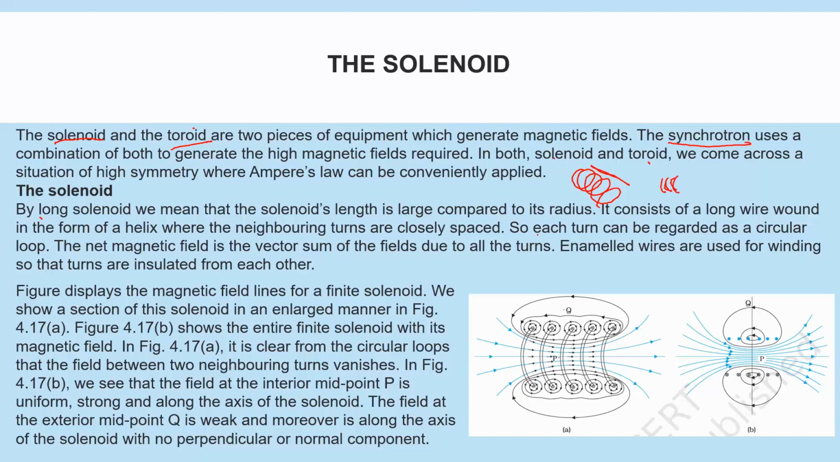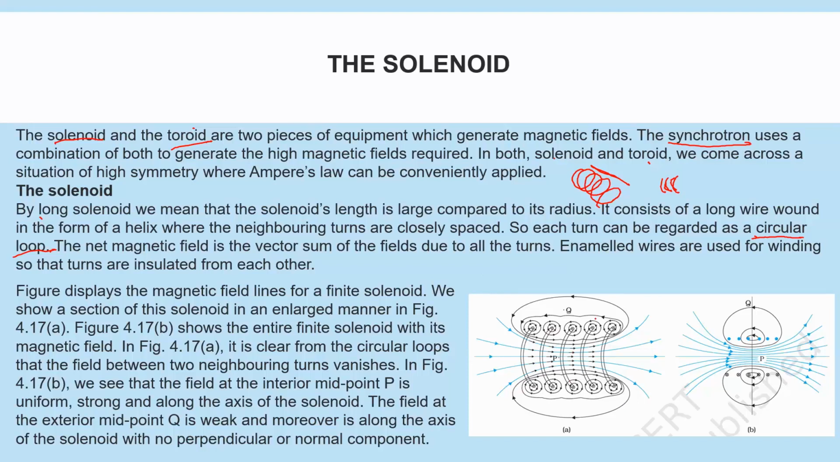Then each turn can be regarded as a circular loop. When we are considering these as circular loops, that is where we can use Ampere's law to get the magnetic field. As I had already discussed, the figure over here displays the magnetic lines for a finite solenoid. There is a section of this solenoid in an enlarged manner. This is the A part of the figure, whereas the B figure shows the entire finite solenoid with its magnetic field. So this is just a section of it.